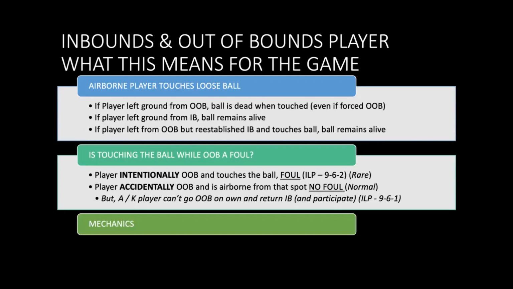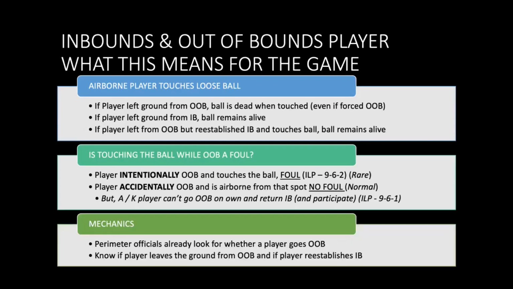So how does this affect our mechanics? Well, our perimeter officials, the head linesman, the line judge, the field judge, side judge, and back judge, have already had to be aware of whether a player steps out of bounds. And our mechanics call for that official to throw their hat on the ground when they see a receiver step out of bounds. Now we also have to be aware of when the player leaves the ground, if he's leaving from inbounds or out of bounds, and if he's leaving the ground from out of bounds, if he reestablishes inbounds before touching the ball.